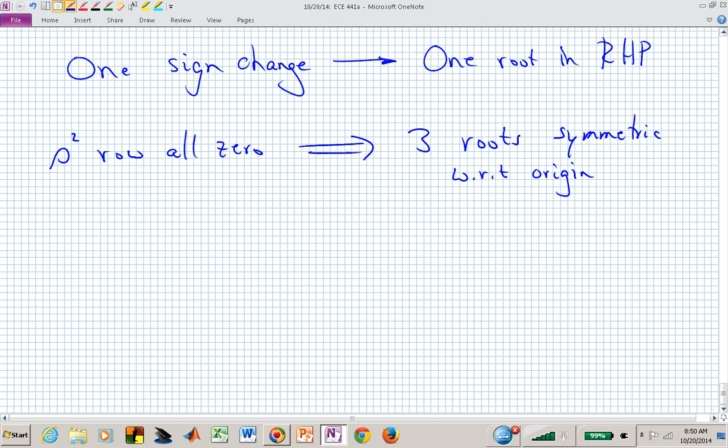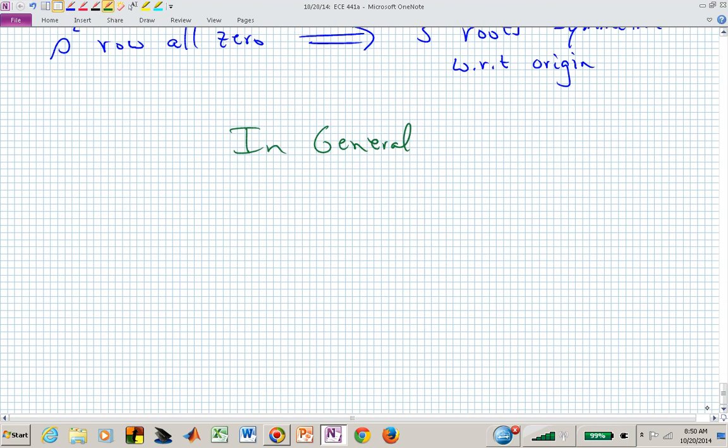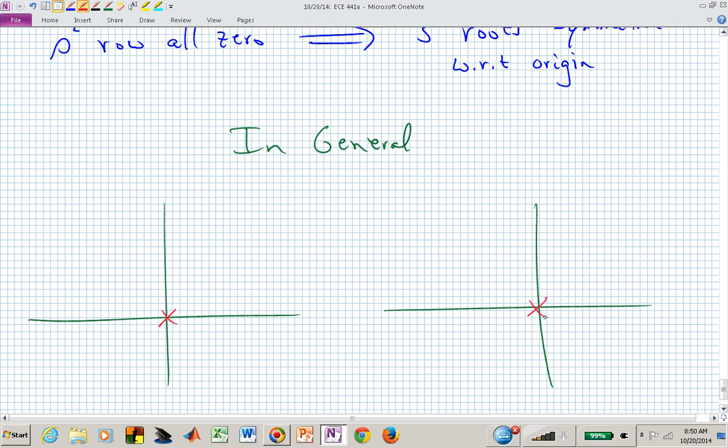And do you see what kind of possibilities you might have? In general, how could you have symmetry with 3 roots in the S-plane? You're going to always have one at the origin, aren't you? That odd guy is going to be sitting there. And then you could have this, or you could have this. And there's two cases of symmetry. You could have an A and a minus A, and a JB and a minus JB.